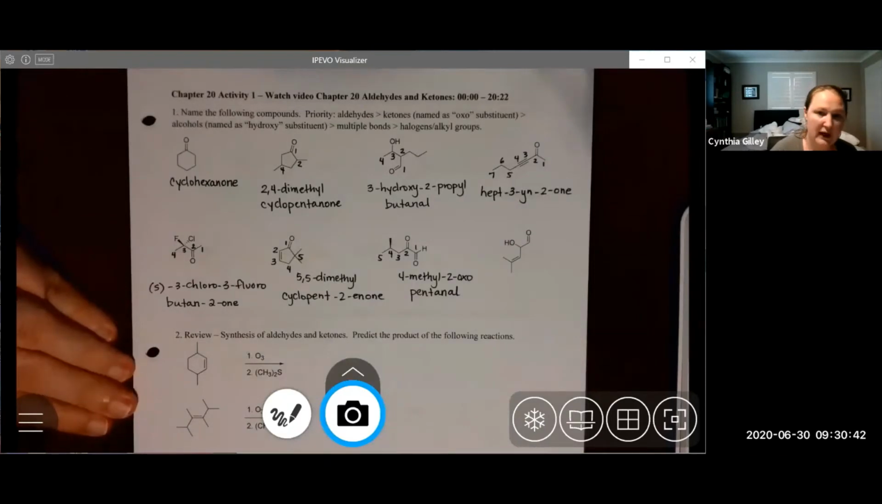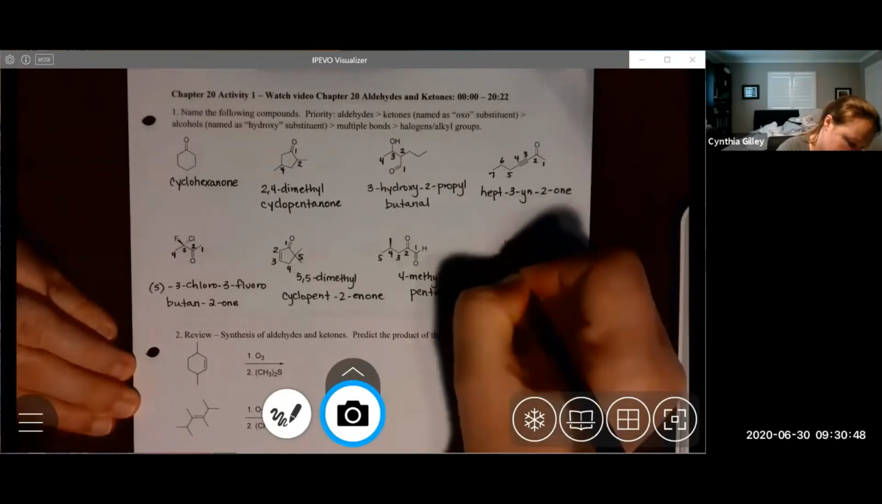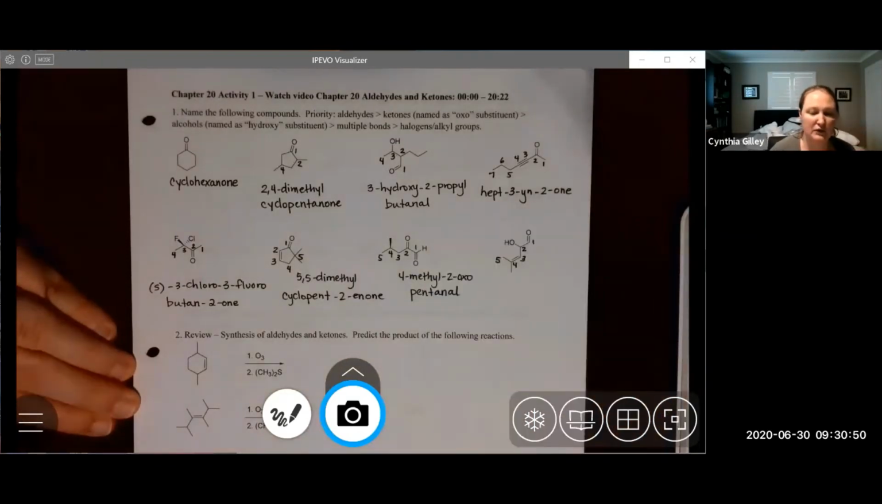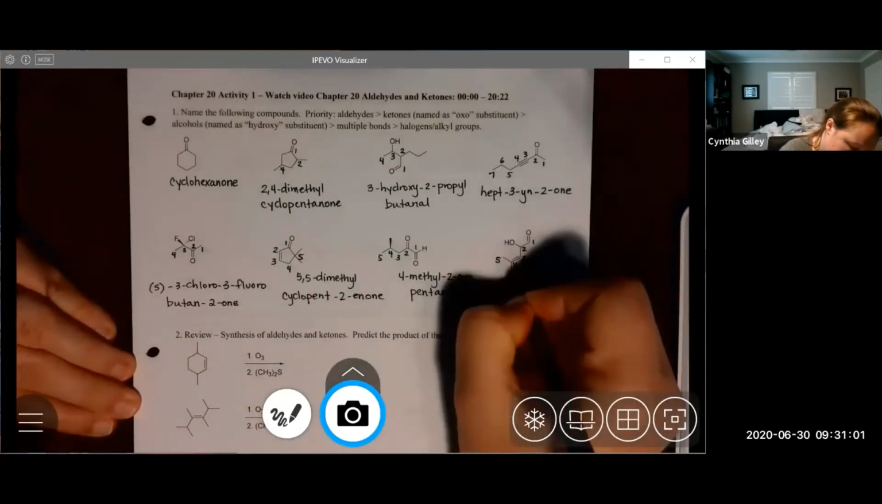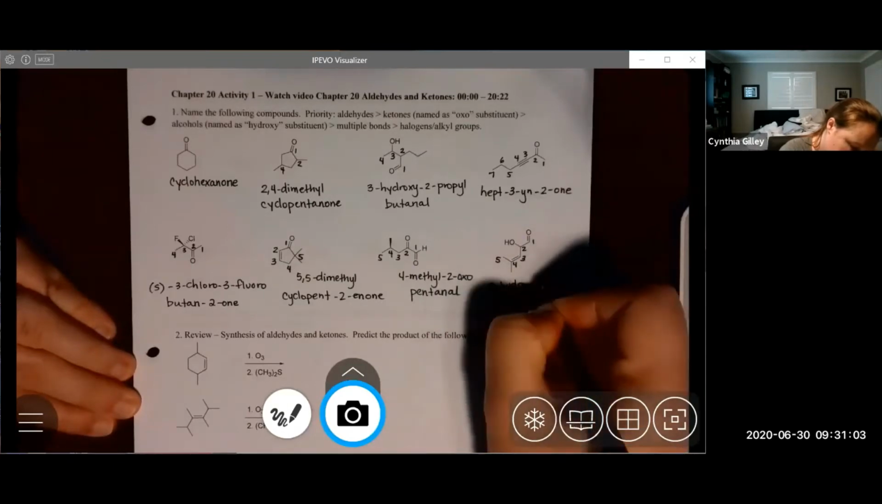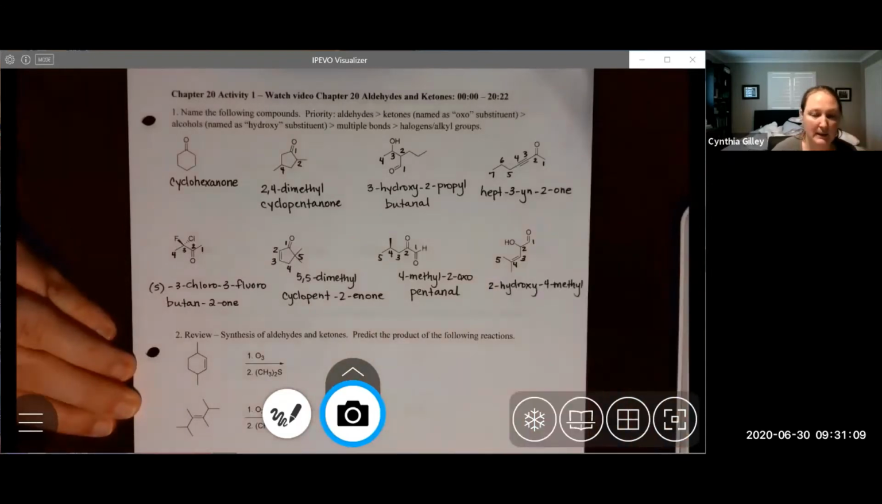Okay, and then over here, naming this as an aldehyde, I want to start there. We have a 5 carbon chain, 2 substituents. We have a methyl at carbon number 4 and a hydroxy at carbon number 2. So H comes first. So 2-hydroxy, 4-methyl, and then a pentanal.